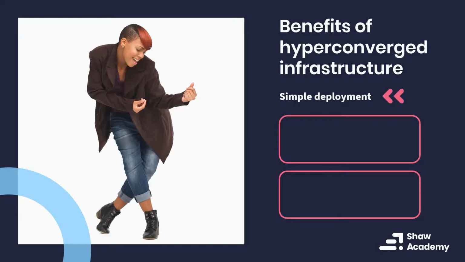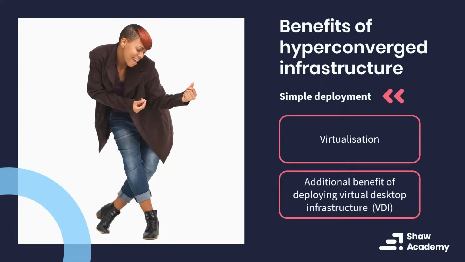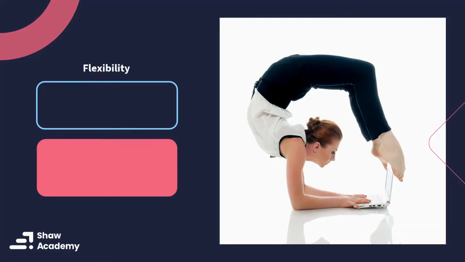Now let's have a look at some of the benefits of hyper-converged infrastructure. An obvious first one is its simple deployment. Virtualization software powers the hyper-converged infrastructure to fully utilize every hardware resource. Companies have the additional benefit of deploying virtual desktop infrastructure, VDI, even from a remote site while they are connected on the network. Another benefit is its flexibility.